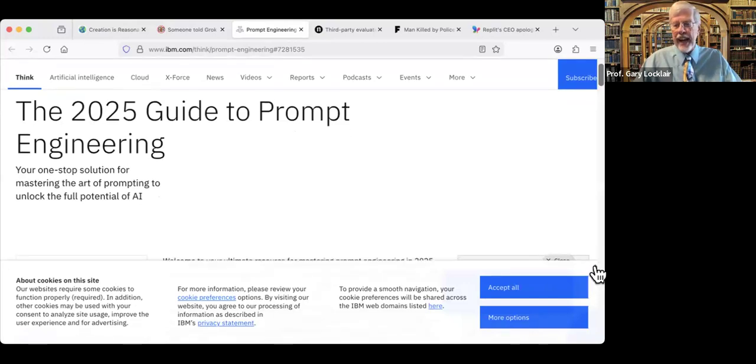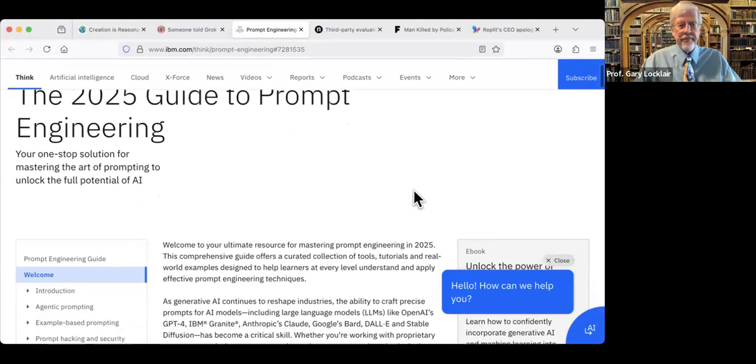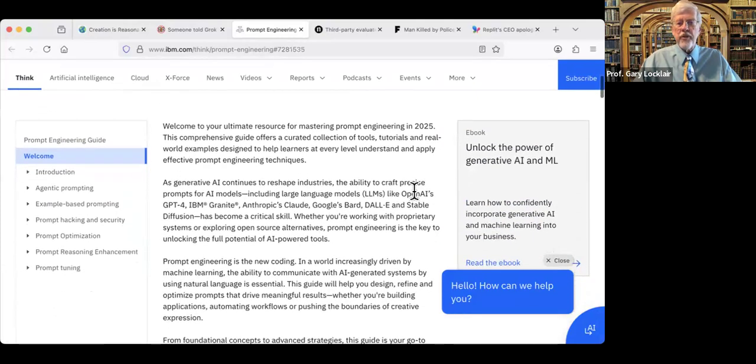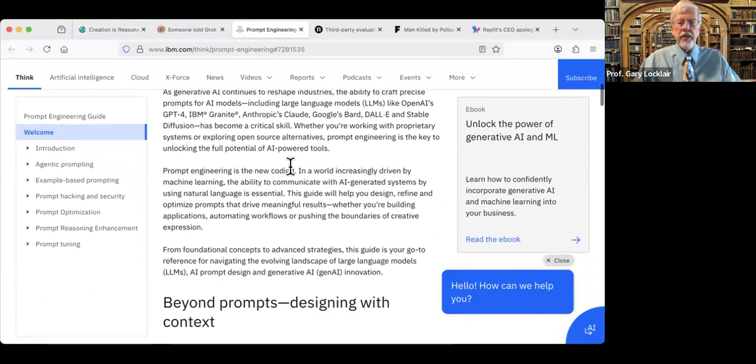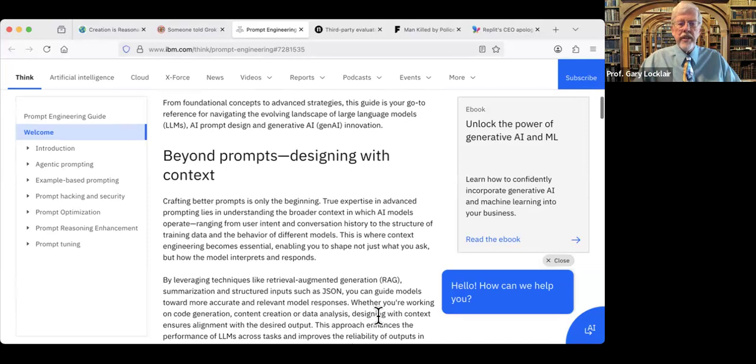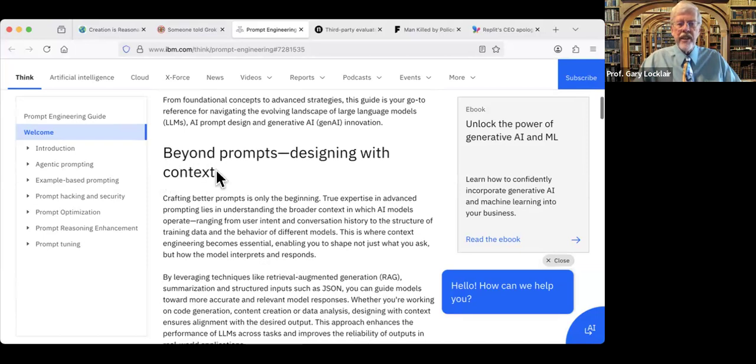Prompt engineering is actually a thing that is done. "Welcome to your ultimate resource for mastering prompt engineering. As generative AI continues to reshape industry, the ability to craft precise prompts for AI models has become a critical skill. Prompt engineering is the new coding." In a world where AI is going to do the hard lifting, can we tell it how exactly to do this? Notice this key word, context.